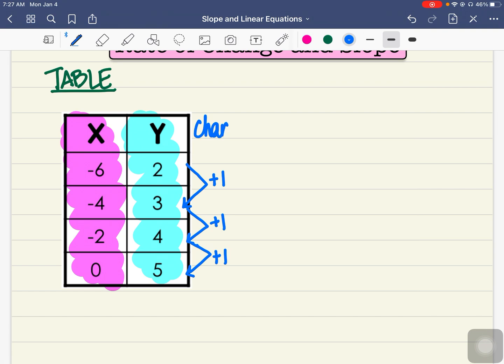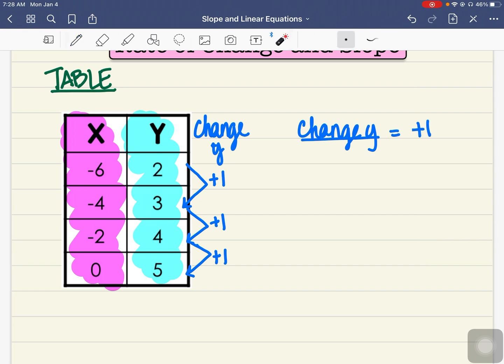Now, I get really lazy about having to write change, but I'll write it. My change in y, there's actually a symbol that we can use for this. We'll show you that on another day. But change in y is positive 1, because I had to add 1 to all of these. Like I said, you're just looking for patterns. And then we have our change in x.